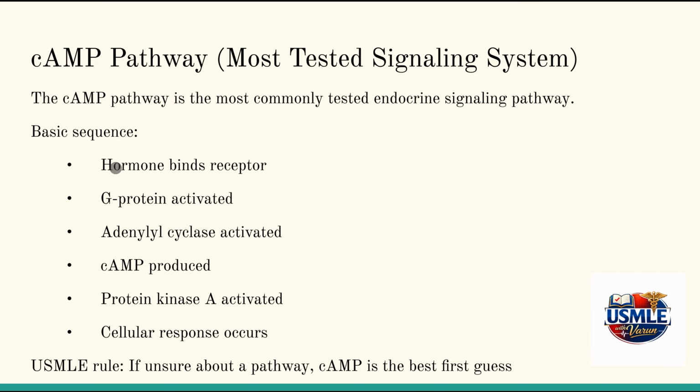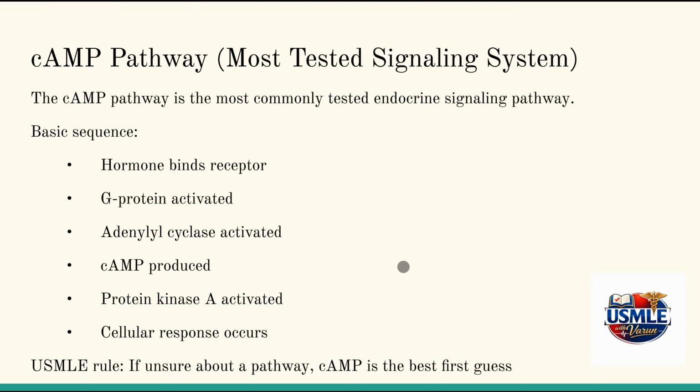After hormone binding, the G protein activates adenylyl cyclase, which produces cyclic AMP. Cyclic AMP then activates protein kinase A. So hormone binding, G protein is activated, adenylyl cyclase is activated, and after that there is production of cyclic AMP. This cyclic AMP activates protein kinase A, which leads to a cellular response.